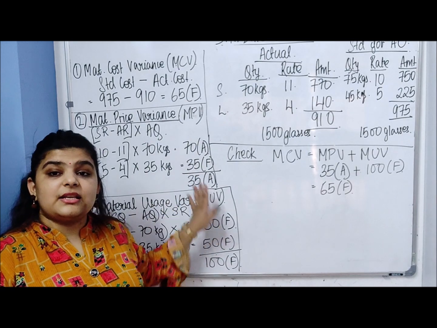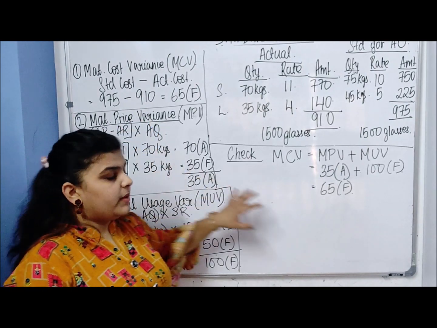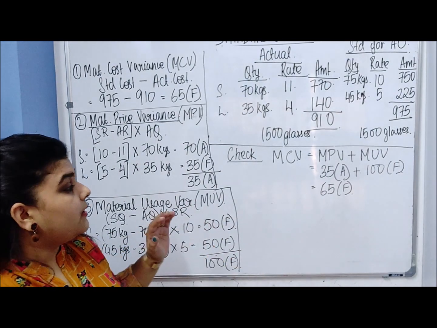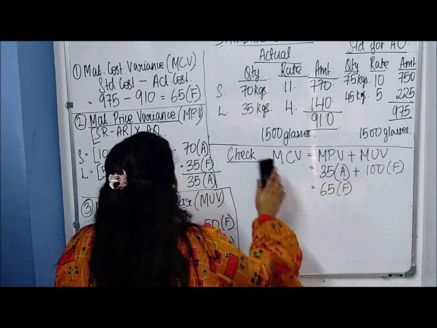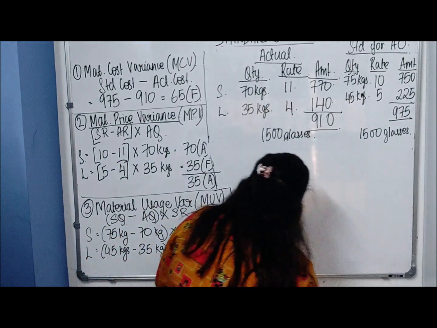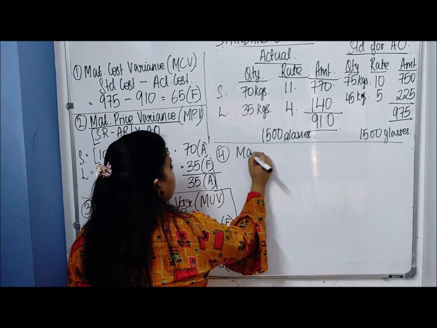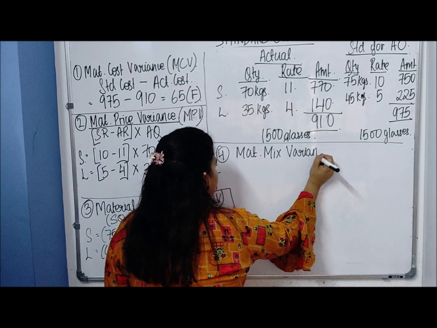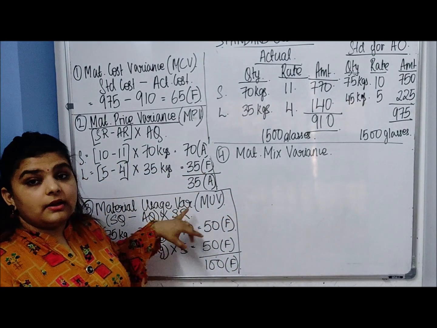So these are the first three or the major variances related to material. We have two more variances which are related to our material, that is concerned again with the usage variance. Let us see that first. The fourth variance is material mix variance.